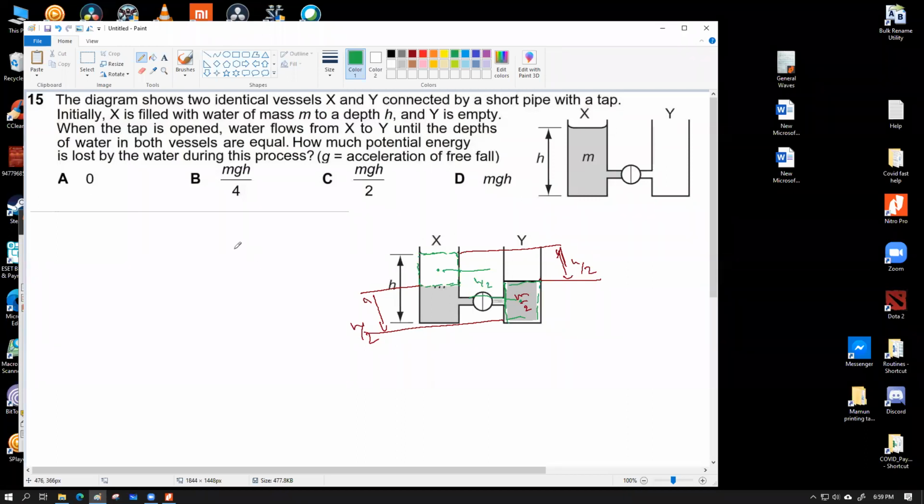So by all means, the total amount of energy that was lost, or we can write delta Gp, is about the mass of water that has moved, m/2, times g, times the amount of height that was lost. So m/2 into g into h/2, which gives you mgh/4. That's the final answer for how much Gp was lost after this time. So are we clear? Yes, sir.